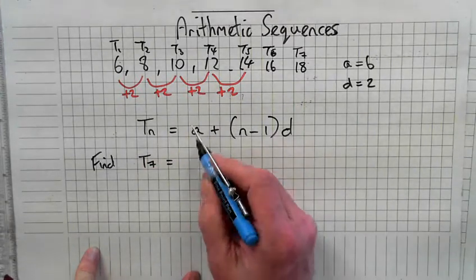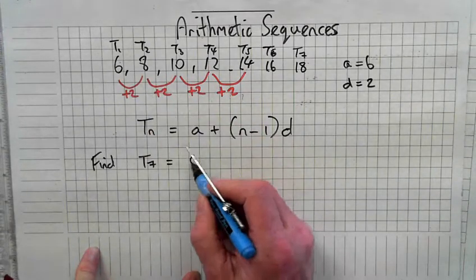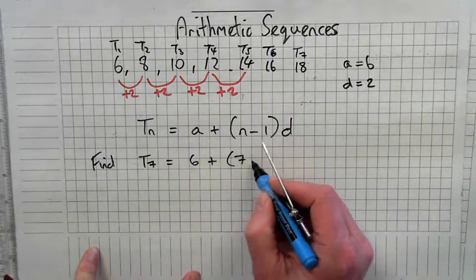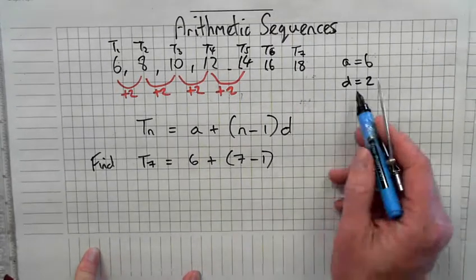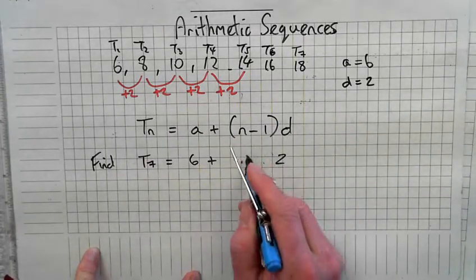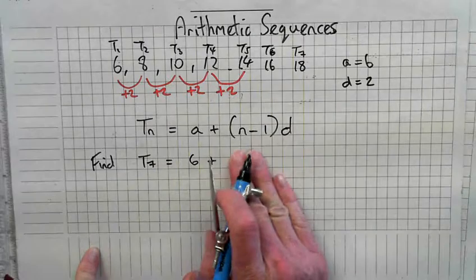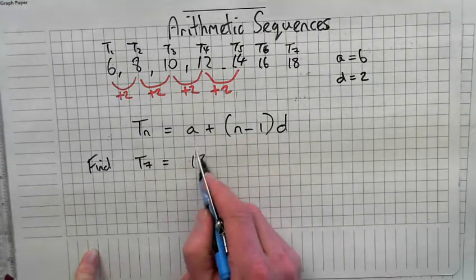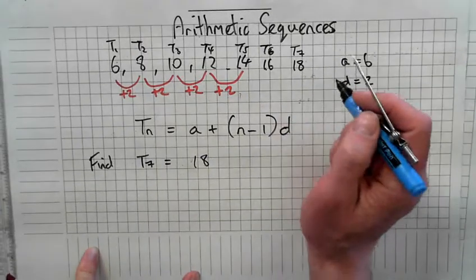Alright, so I put in A is the first term in the sequence, which is 6, plus n is 7, minus 1. D is the difference. We're going up in 2's. 7 minus 1 is 6. 6 times 2, 12. 6 and 12 is 18. The 7th term is 18.